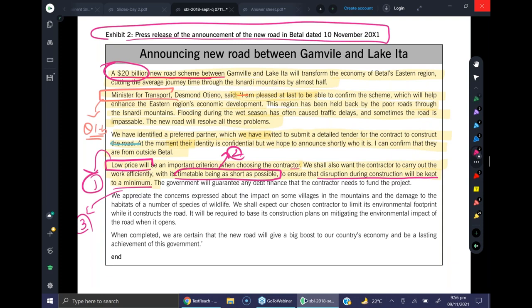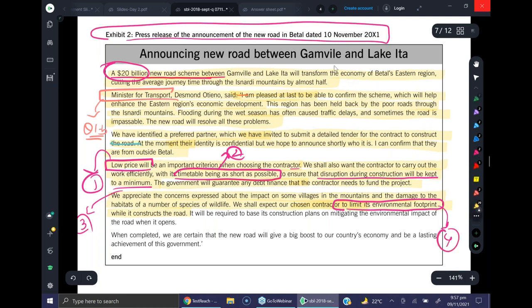The government will guarantee debt finance that the contractor needs to fund the project. We appreciate the concerns expressed about the impact on some villages in the mountains and the damage to habitats of a number of species of wildlife. We shall expect our chosen contractor to limit its natural footprint. So disruption should be minimum, and then the natural footprint should be limited. So that's the fourth point you need to consider and discuss why it's going to be a challenge.